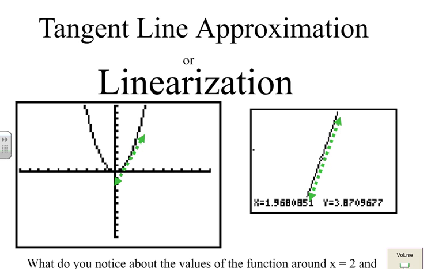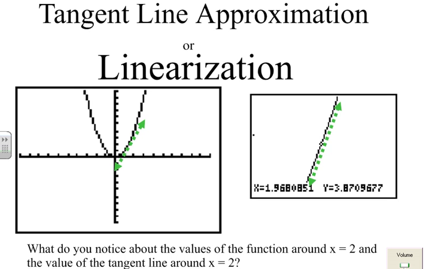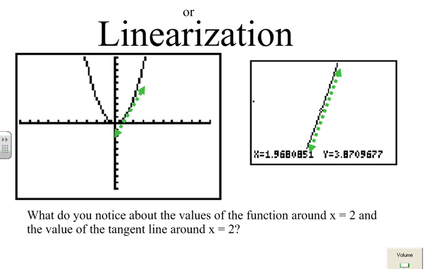Now, to use this, a quick introduction: we're going to use something called linearization, or the tangent line approximation method. What do you notice about values of a function around x equals 2 and the values of a tangent line around x equals 2?